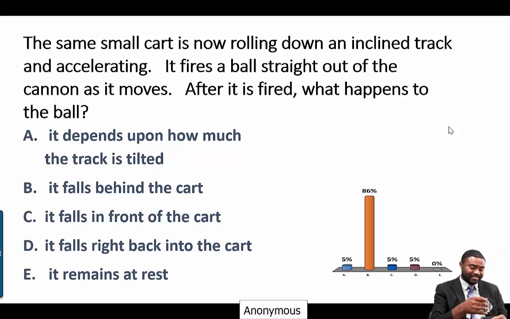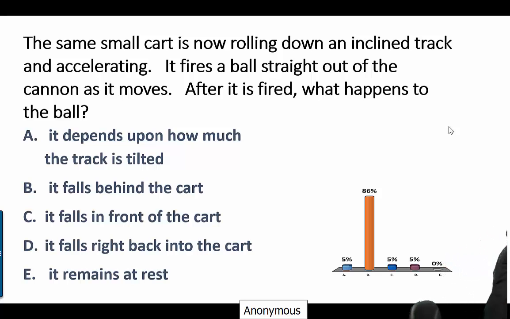But it's given a higher horizontal velocity, right? It has a horizontal velocity. The angle in this case really doesn't matter, but the most essential thing is that the track is tilted at an angle. So let's see what happens.